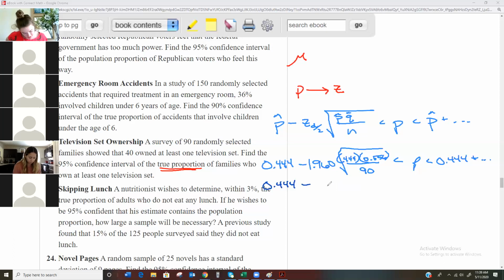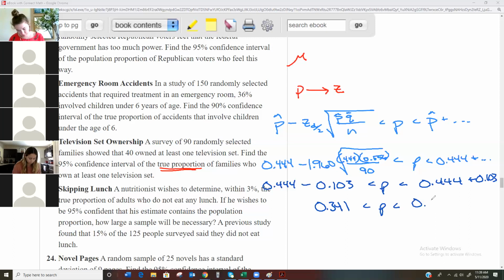Okay, so this comes out to be 0.103. Yeah, that's what you guys were saying, right? Okay. Yep. So 0.444 plus 0.103, and then we've got 0.444 minus that, which is 0.341. And then plus that, which would be 0.547. Is that right? Yep, that's what I got.